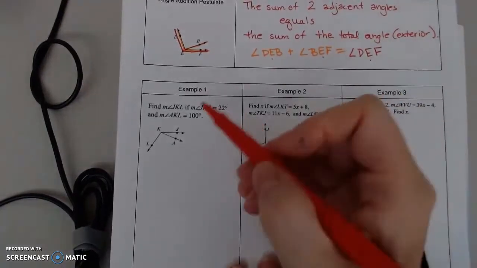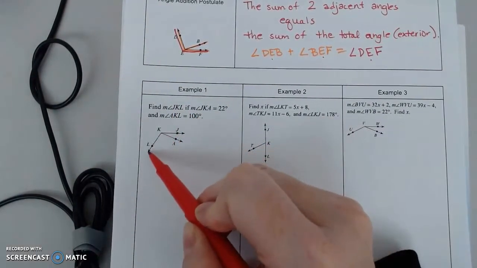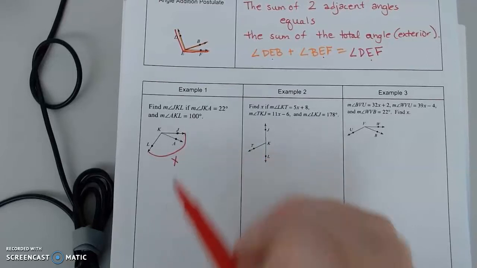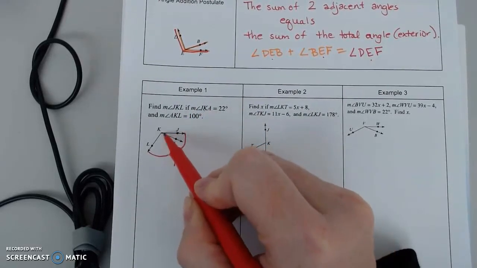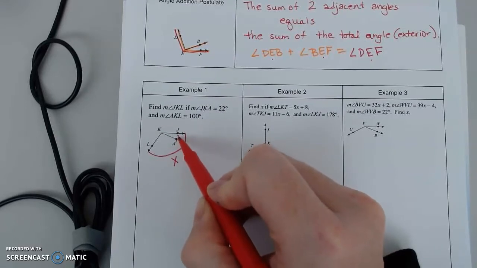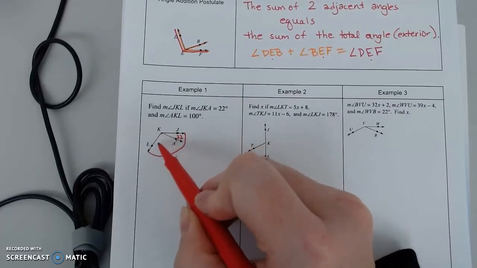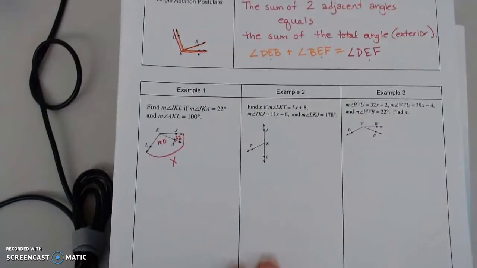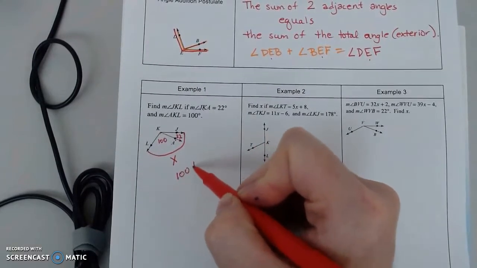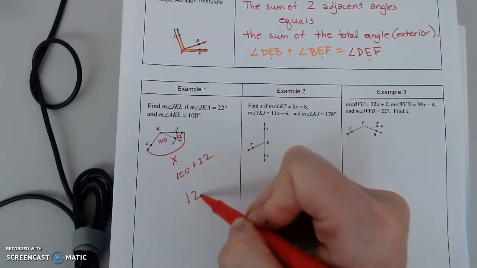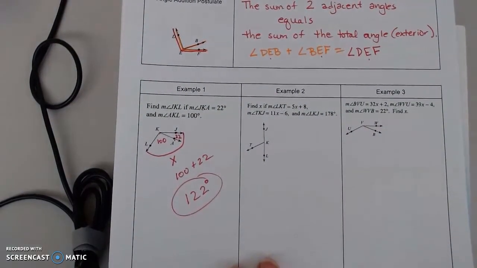So this says find JKL, so here's JKL, so that's the whole thing. If I know that JKA, so here's J, K to A, that measure is 22. And AKL, here's A, K to L, that angle is 100. So if I want to find the total, I can just add those together. And it's degrees.